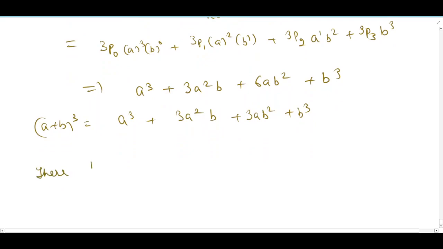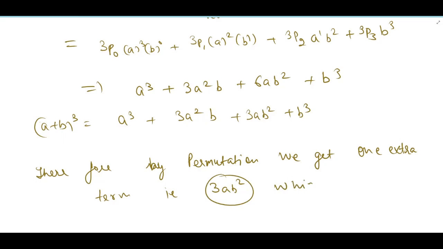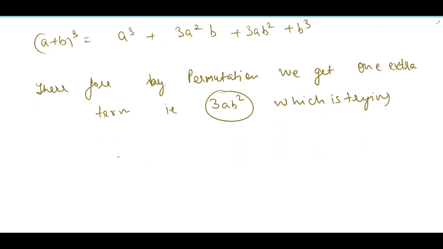Therefore, by permutation we get one extra term, that is 6ab square instead of 3ab square, which is trying to exaggerate the solution.